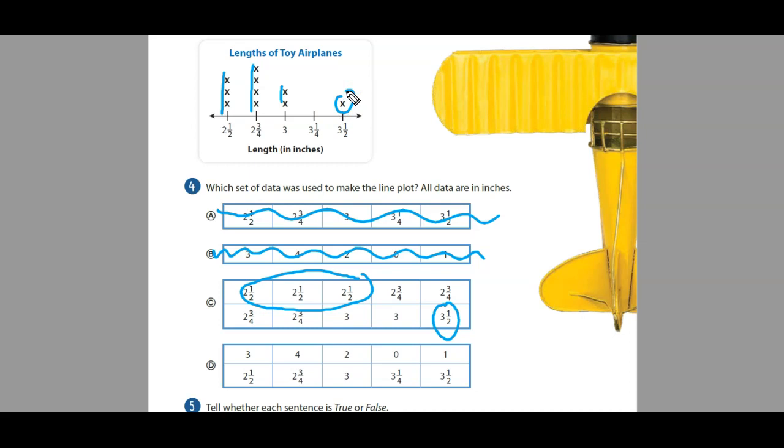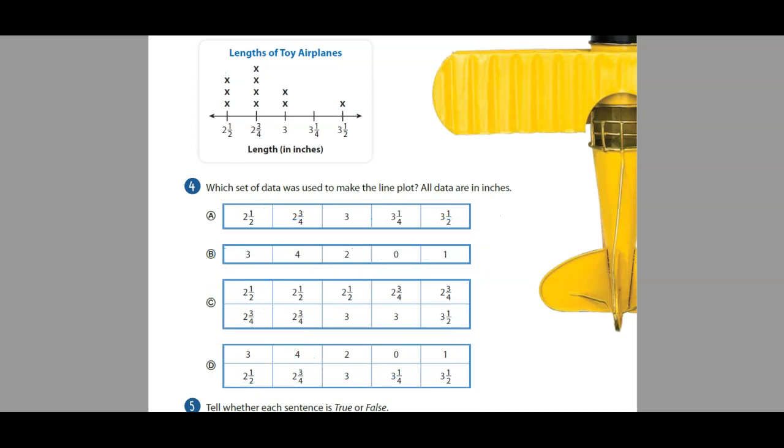But let's look at D just to make sure. Okay? Here it says that I have 4. Are there any 4s? No. So it can't be D. So my answer is going to be C.